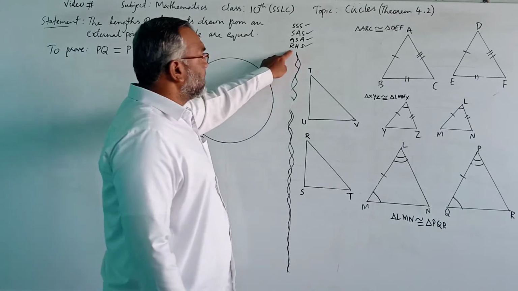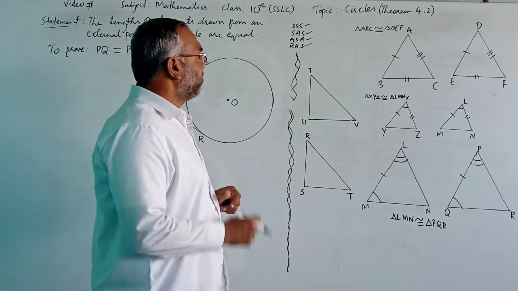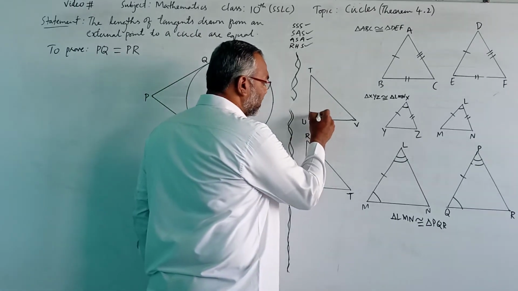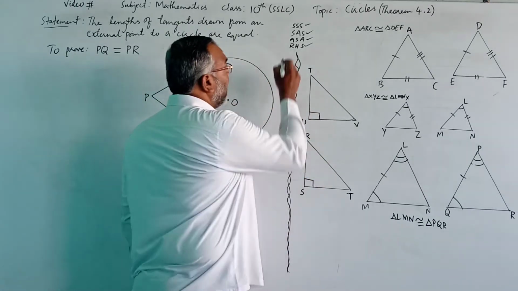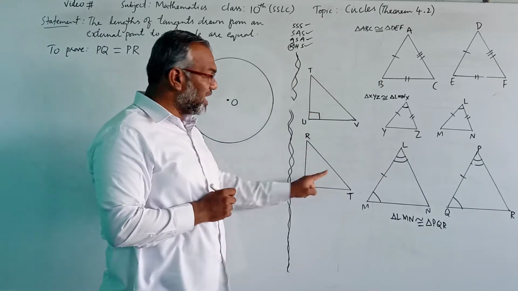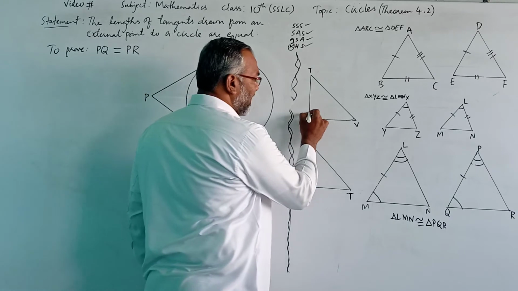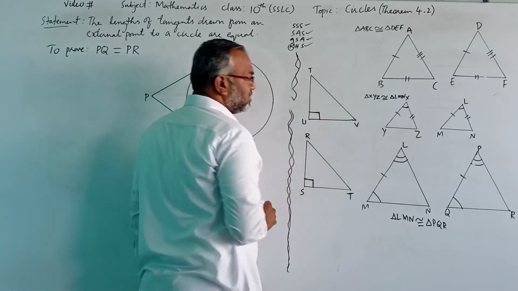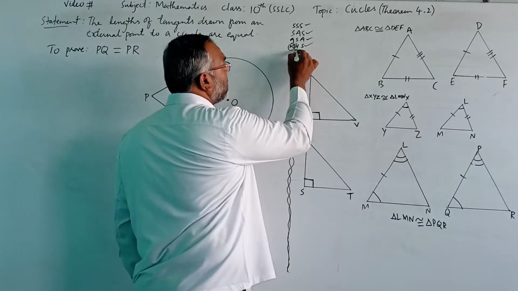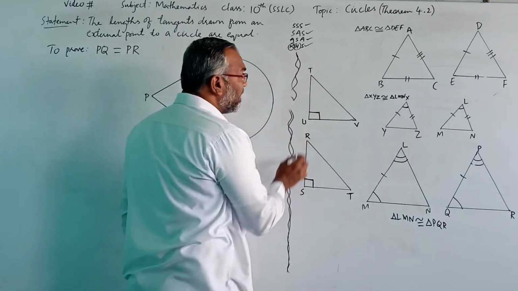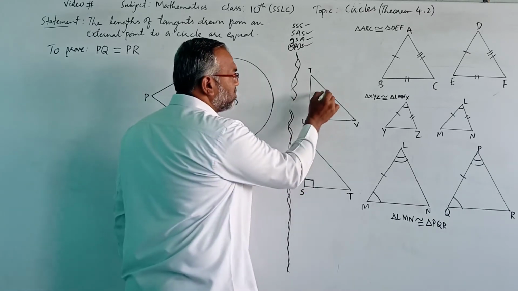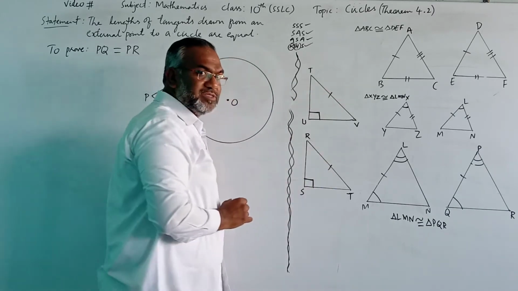If two triangles have one angle equal to a right angle. R stands for right angle. In two triangles, if they both have one right angle, so this is right angle 90 degree, this is right angle 90. And H stands for hypotenuse. Where is the hypotenuse? This TV will be the hypotenuse here. Here RT will be the hypotenuse. So this hypotenuse is equal to this.